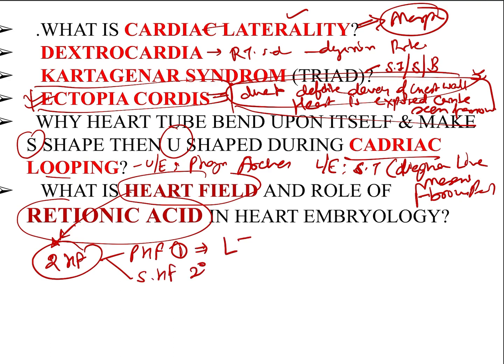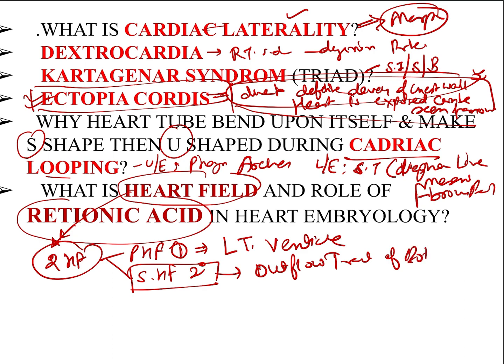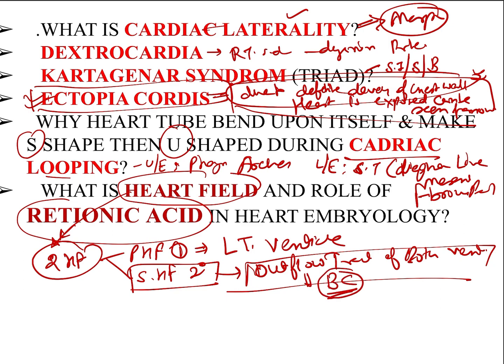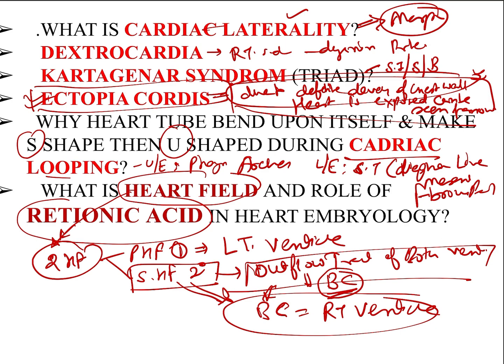The primary heart field forms the left ventricle, while the secondary heart field will form especially the outflow tract of both ventricles. Which will form the outflow tract? We are aware that the bulbus cordis is forming the outflow tract. Hence, the bulbus cordis is also formed through the secondary heart field, meaning the right ventricle is formed through the secondary heart field, and some portion of the atria. Which portion? The caudal portion of the atria is formed through the secondary heart field.